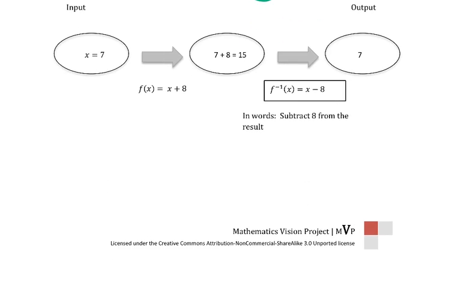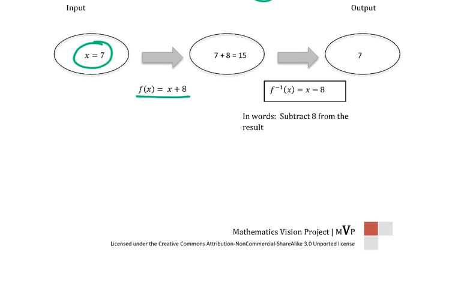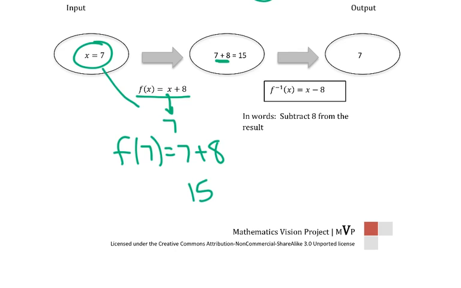Let's take a look at what we're going to be doing here. You're going to start with your input, so we've got x equals 7, and we're given our function down here. We input 7 into that x, that's where the 7 plus 8 is. So we started with 7, we put it into our function, we get 7 plus 8, which equals 15.